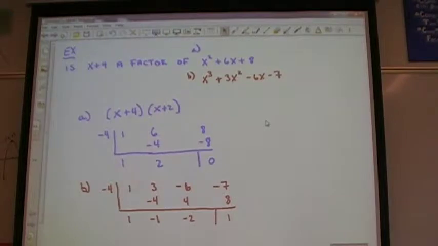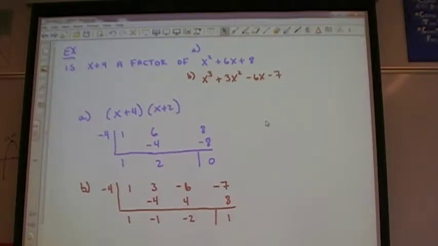Question. How'd you get negative 4? Negative 4 is whatever makes the binomial equal 0. That goes outside the box. Can you just say the opposite of what's in it? Sure, if you want to think of it that way.